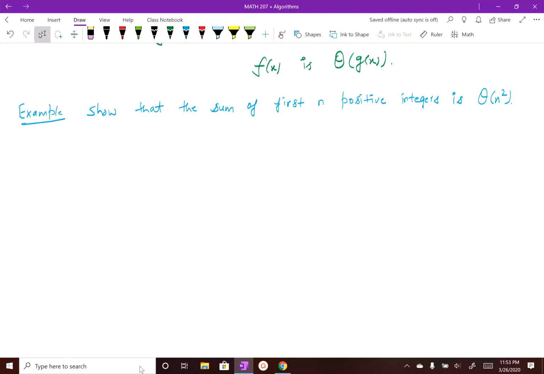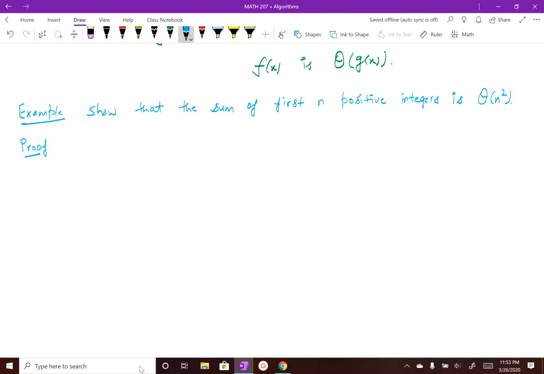Our second example is we have to show that the sum of the first n positive integers is big theta of n square. There could be many different ways you can show that the sum of the first n positive integers is big theta of n square. We're going to take the simplest way. So we know by definition of big theta, if we can prove that f of n is big O of g of n and f of n is big omega of g of n, then combining both the proofs we get that f of n is big theta of g of n.